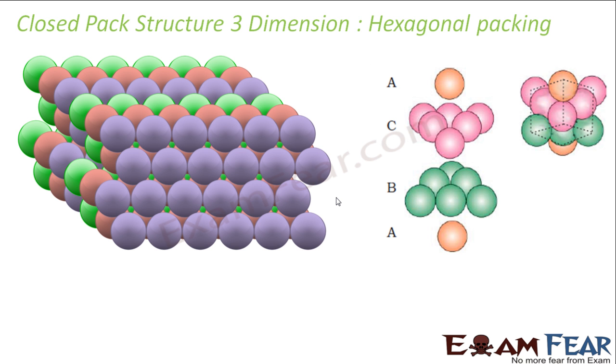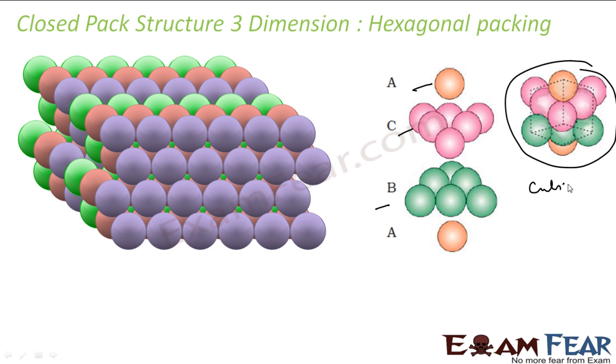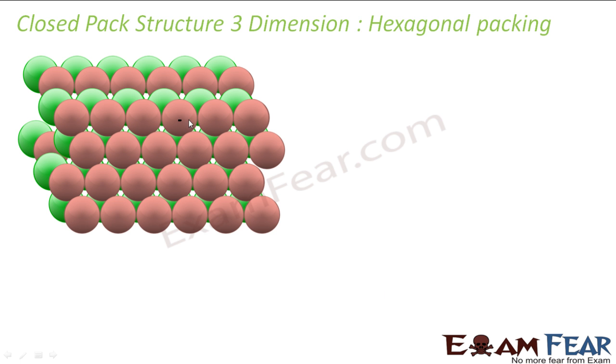This is how it looks. If you see, this is my layer A, layer B, and layer C. Then again layer A, and this is how you get this picture. If you merge this, you get this picture. Correct? This is my closed pack. Cubic closed pack structure. And in this case, I had my hexagonal closed pack structure. Something like this. It will be three-dimensional in that form. This was a hexagonal closed pack.